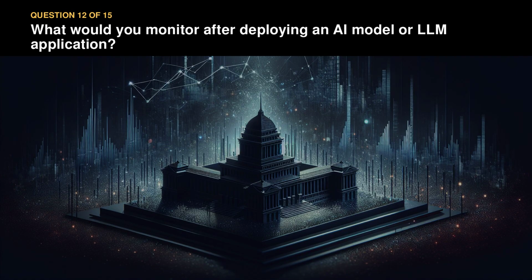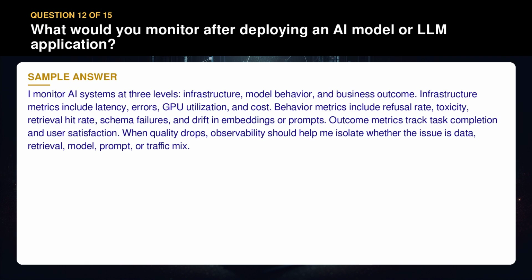Question 12. What would you monitor after deploying an AI model or LLM application? I monitor AI systems at 3 levels: infrastructure, model behavior, and business outcome. Infrastructure metrics include latency, errors, GPU utilization, and cost. Behavior metrics include refusal rate, toxicity, retrieval hit rate, schema failures, and drift in embeddings or prompts. Outcome metrics track task completion and user satisfaction. When quality drops, observability should help me isolate whether the issue is data, retrieval, model, prompt, or traffic mix.